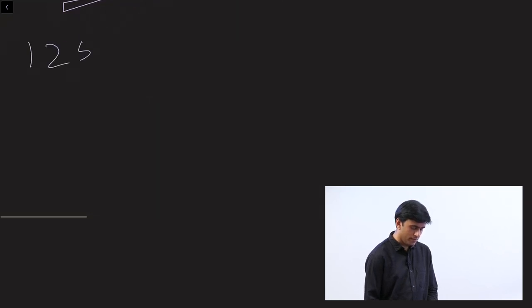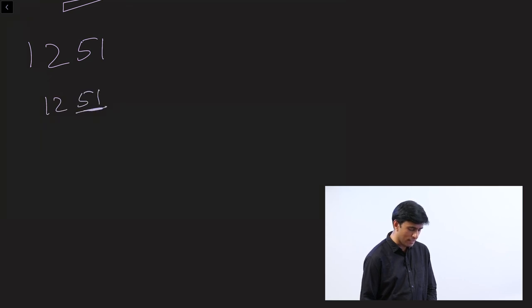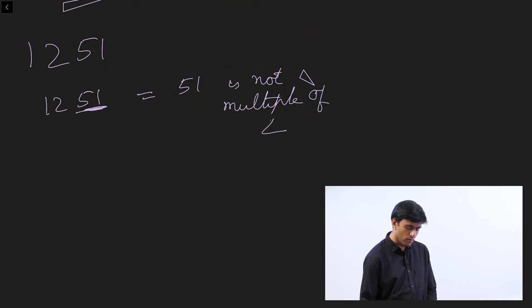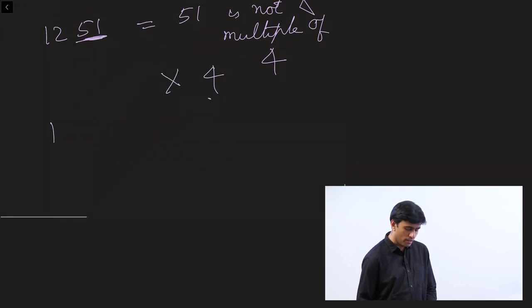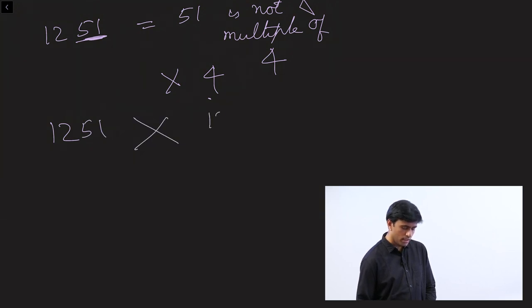1, 2, 5, 1. Is this divisible by 12? Let's check if it is divisible by 4. 1, 2, 5, 1, the last two digits. 51 is not a multiple of 4. So it is not divisible by 4. If it is not divisible by 4, 1, 2, 5, 1 cannot be divisible by 12.